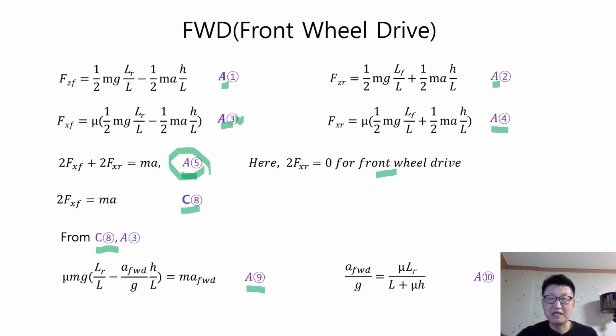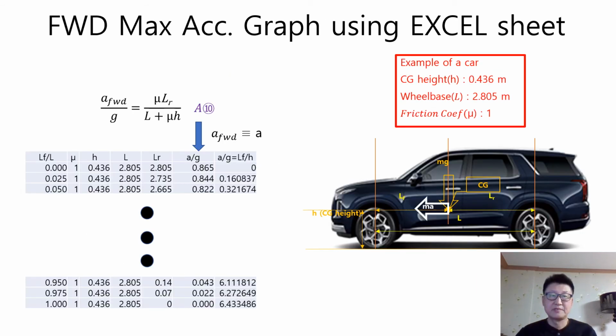Arranging the equation A9 about the ratio of acceleration A sub RWD to gravitational constant G, we can get the equation A10. For the front drive vehicle, let's make the Excel sheet for the graph of maximum acceleration depending on the location of center of gravity of vehicle.